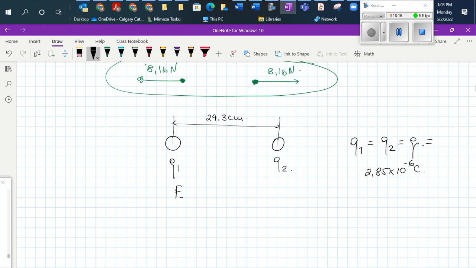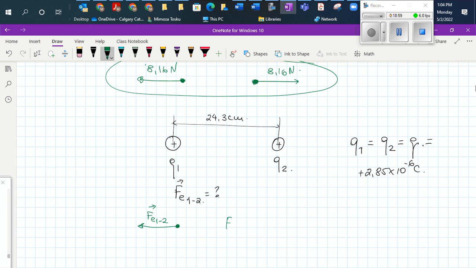So what is the electrostatic force that charge 1 is experiencing as a result of charge 2? The two charges are both positive. Therefore, the free body diagram in terms of the electrostatic force that charge 1 is experiencing will be a repulsion along that imaginary line that connects the two centers of the spheres, and it is a repulsion because the two charges are equal to each other. So this will be the electrostatic force that 1 is experiencing as a result of 2.